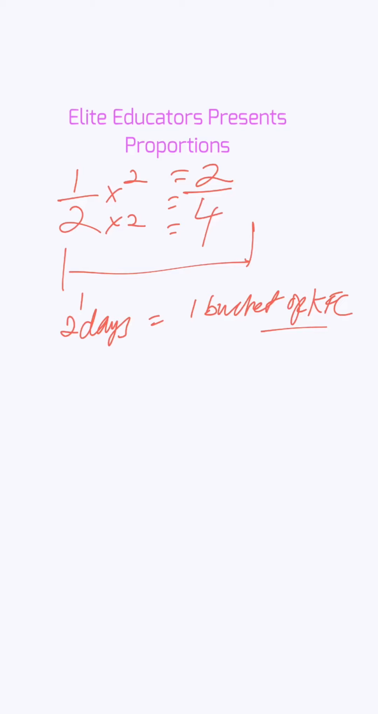So essentially, if we have 2 buckets of KFC, how much? We need basically an equivalent fraction. So if we represent, for instance, 1 bucket of KFC over 2 days, we put it as a fraction like that.